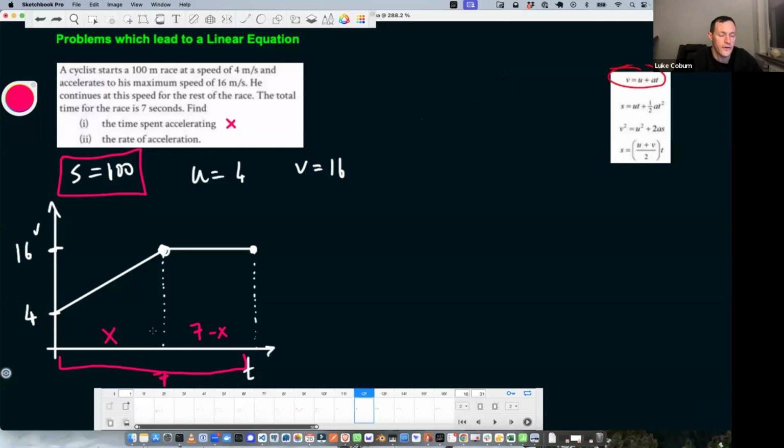You have to be kind of versatile with that. You have to be prepared to sometimes call it t, sometimes call it x, sometimes call it t1, and just not get confused by that. Okay, so what I'm going to say is that my s is made up of an s1 and an s2. That's s1 plus s2, and my total s is equal to 100. So let's look at the s2 first of all. The s2 is going to be this side times this side. This side is 16, this side is 7 minus x.